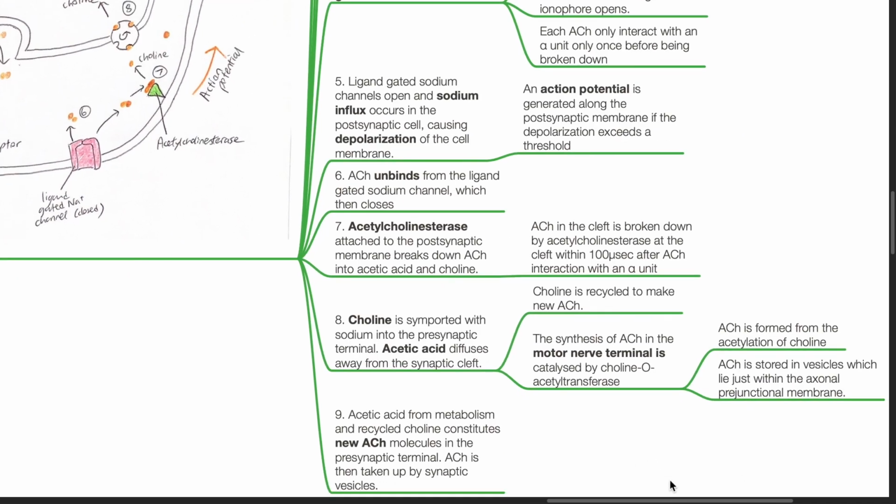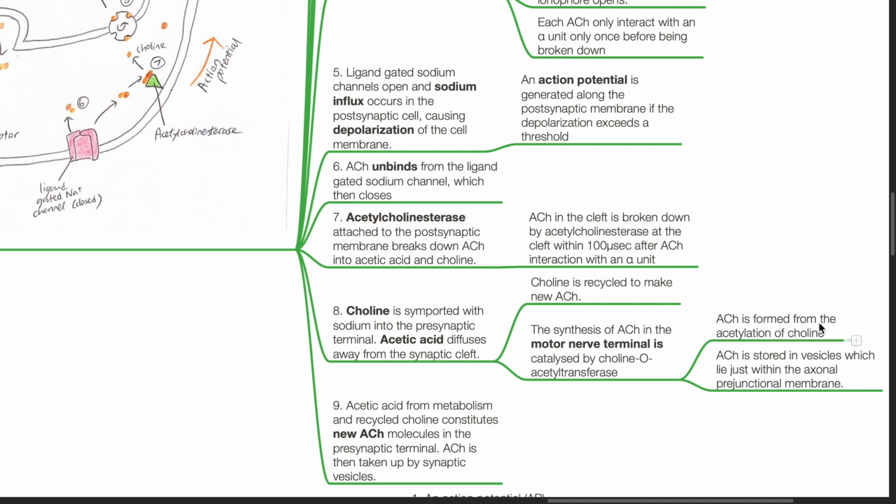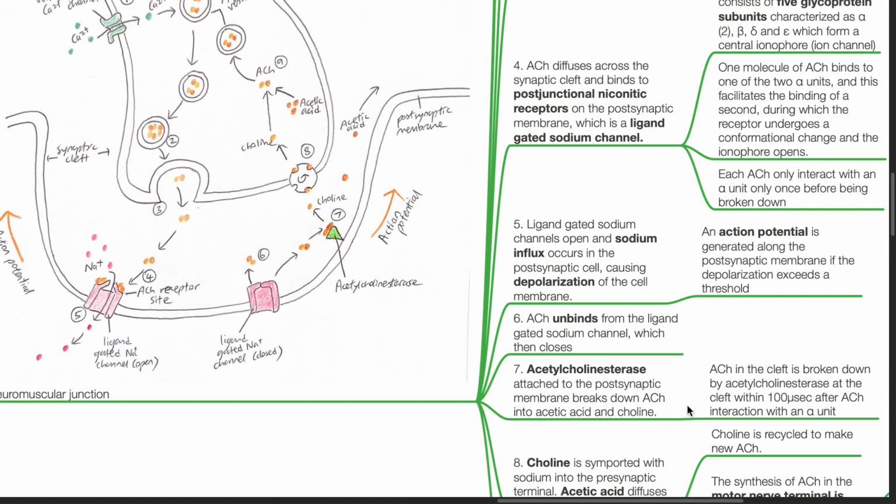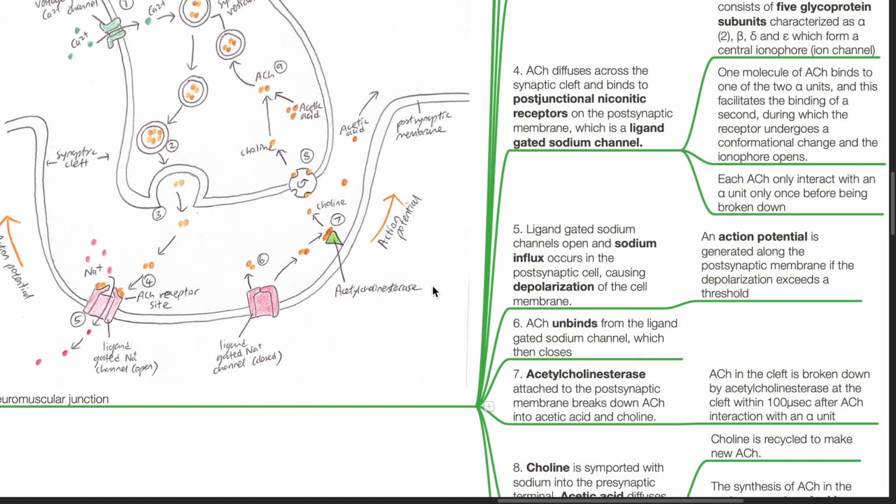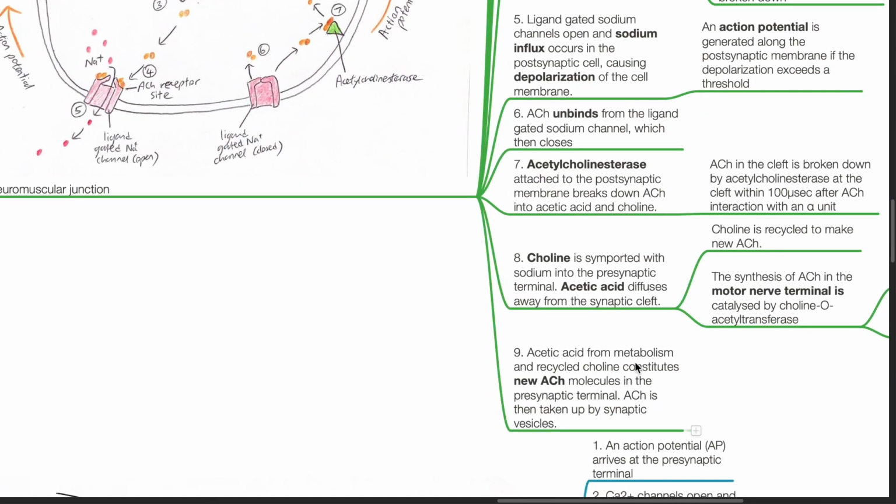Acetylcholine is formed from the acetylation of choline, and ACh is stored in vesicles which lie just within the axonal prejunctional membrane. Lastly, number 9. Acetic acid from metabolism and recycled choline constitute new acetylcholine molecules in the presynaptic terminal. ACh is then taken up by synaptic vesicles.